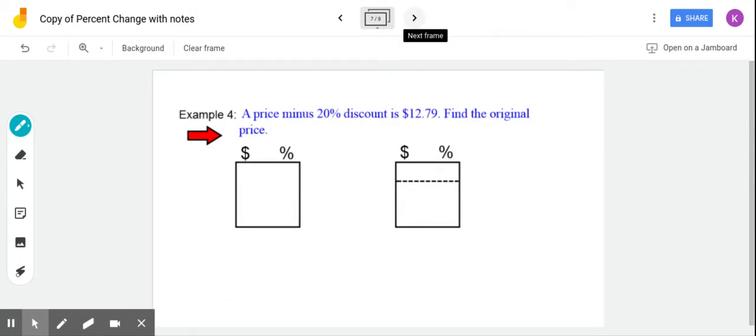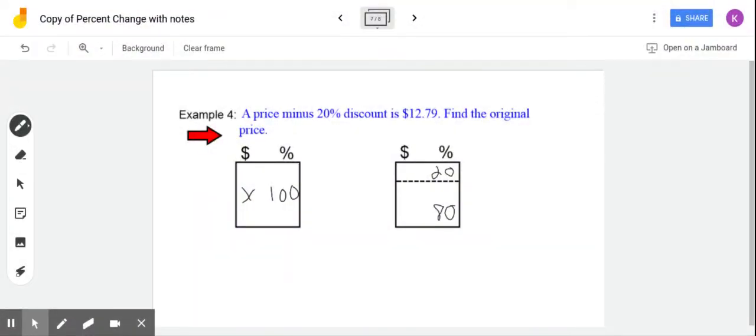A price minus a 20% discount is $12.79. Find the original price. So again, I don't know the original price. I know that it's 100%. I know that this discounted part was 20% and this is 100%. Sorry, this is a discount. It's not 20%. It has to add up to 100. It's actually 80%.